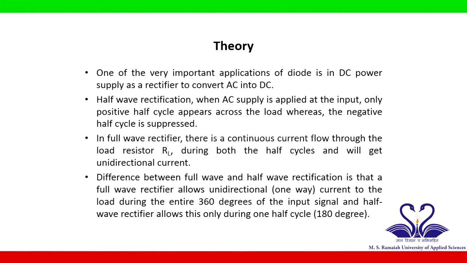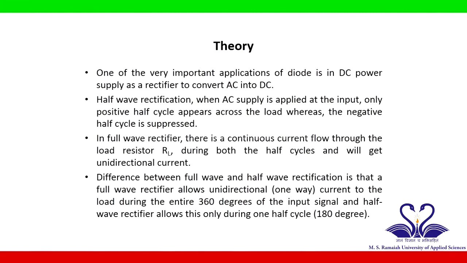One of the very important applications of the diode is in DC power supply as a rectifier to convert AC into DC. Half wave rectification: when AC supply is applied at the input, only the positive half cycle appears across the load, whereas the negative half cycle is suppressed. In a full wave rectifier, there is a continuous current flow through the load resistor RL during both the half cycles and we get unidirectional current.